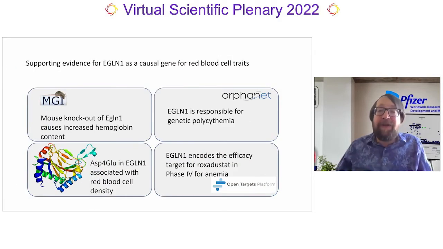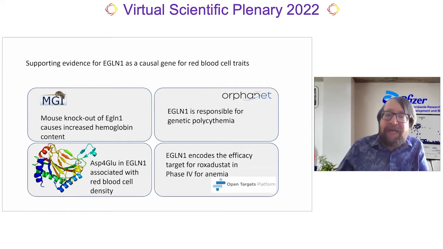And going further, as we look through the different features that one might consider, the mouse knockout of EGLN1 has an appropriate phenotype. There's a rare disease phenotype for loss of EGLN1. For some related traits, there is a missense mutation in EGLN1 that has the same phenotype. And in fact, there is a drug targeting EGLN1 for a related phenotype.